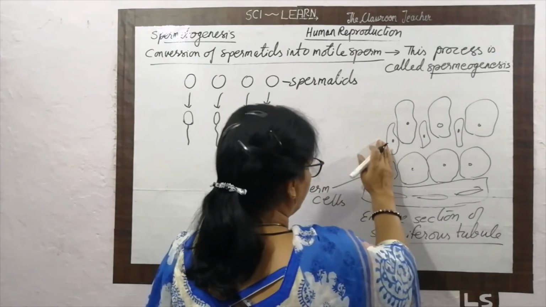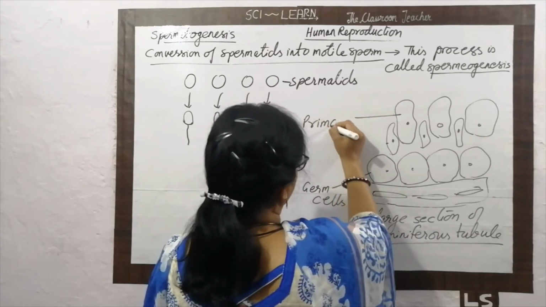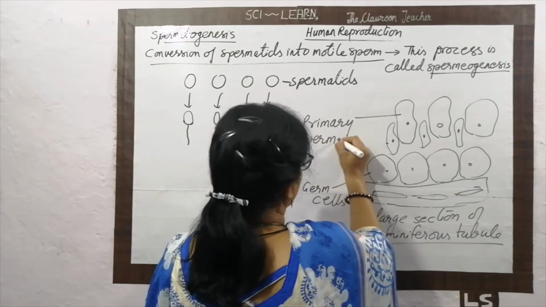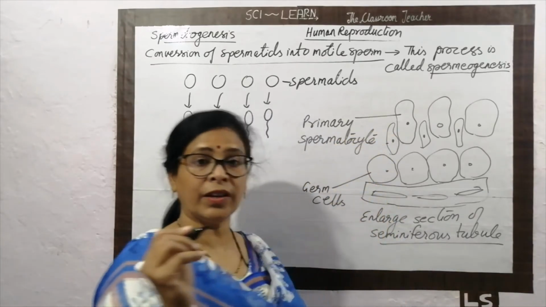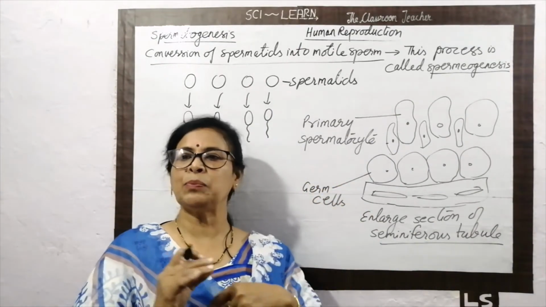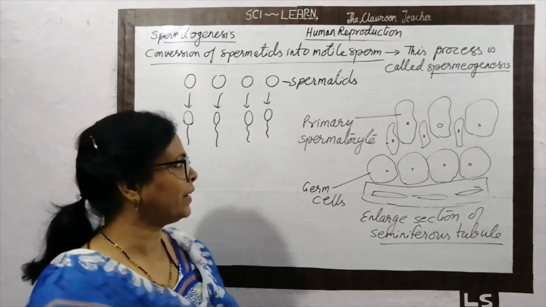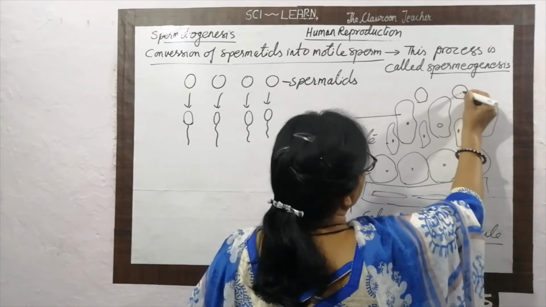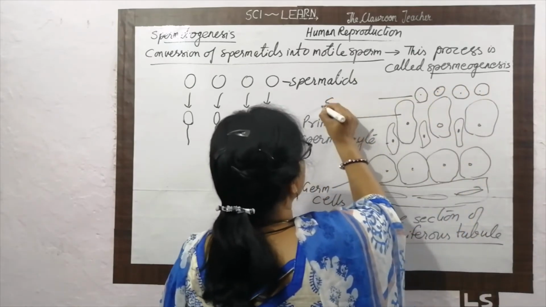I'm going to label it further. This is the primary spermatocyte, which is formed as the result of the growth phase. Then this primary spermatocyte gets converted into spermatids. These are the spermatids.